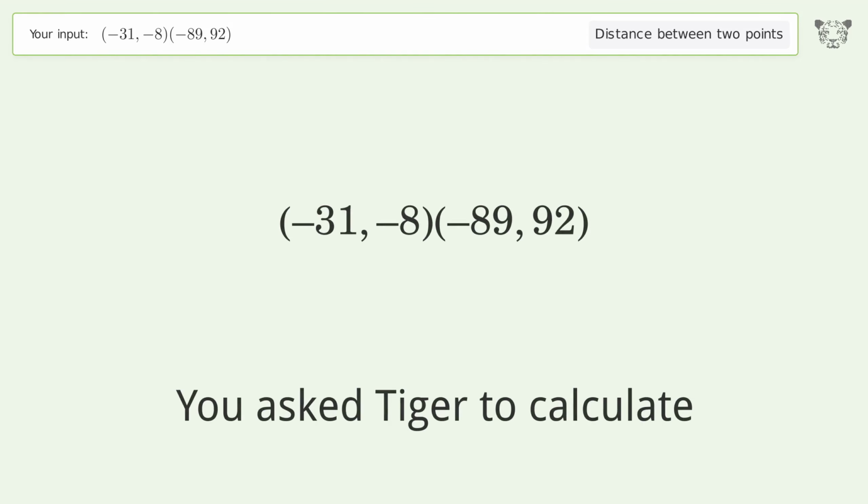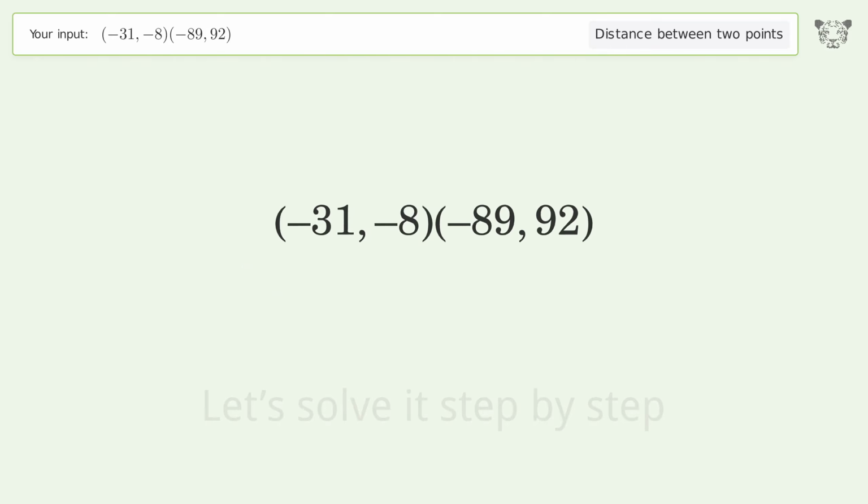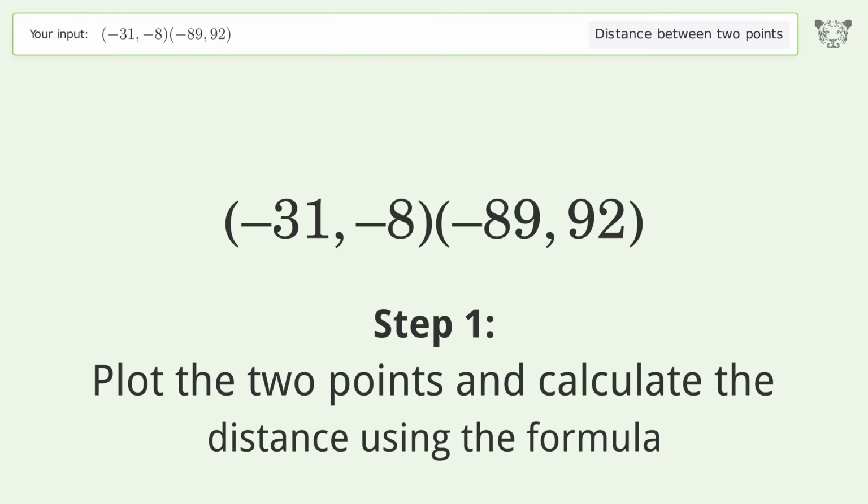You ask Tiger to calculate. This deals with the distance between 2 points. The distance between the 2 points is the square root of 13,364 or 115.603. Let's solve it step by step. Plot the 2 points and calculate the distance using the formula.